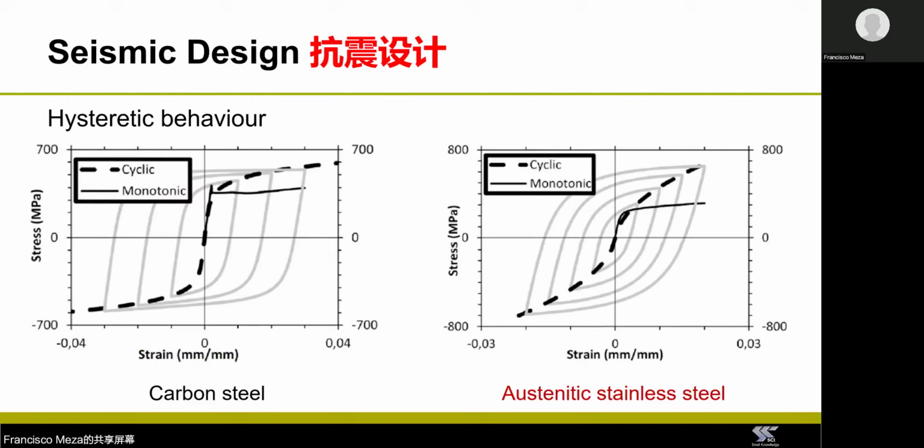Here you can see how the hysteretic behavior of austenitic stainless steels compares to that of carbon steel. Austenitic stainless steel shows more cyclic hardening than carbon steel, and you can see that in this figure by comparing the cyclic curve against the monotonic curve. The difference between these two curves is basically what we call the cyclic hardening, and you can see how it is larger than what you will get for carbon steel.